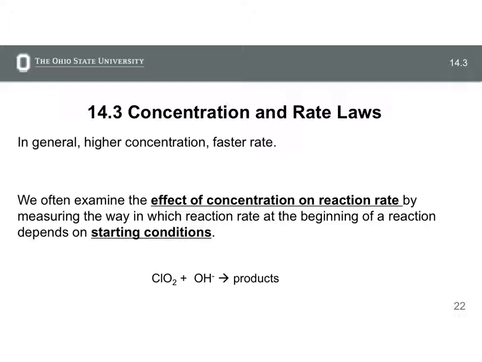So a few general statements here. The reaction rate is going to be dependent on starting conditions. We're going to see some examples where that's true. We can essentially ignore products. That's why in this equation, ClO2 plus OH minus, we just wrote products. It doesn't really matter what's formed.